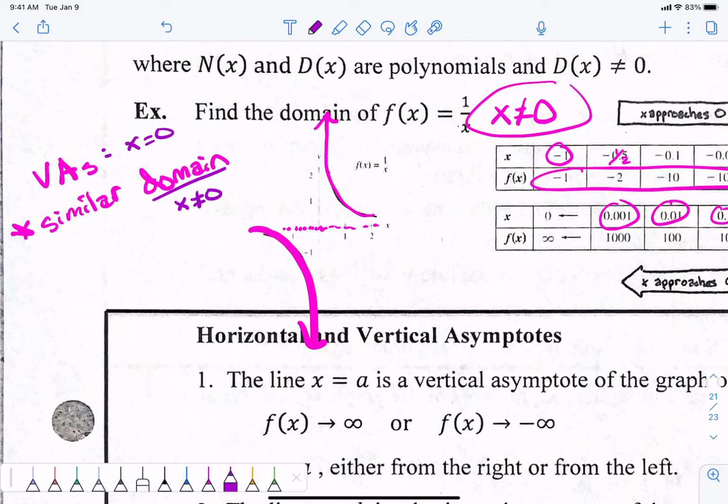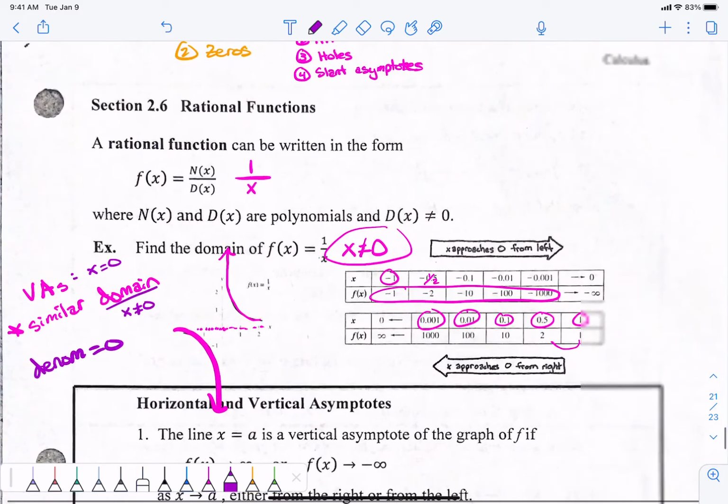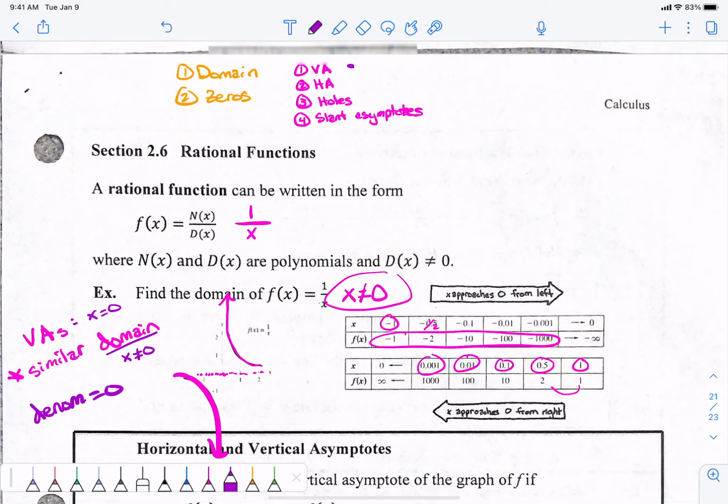And how do you find those two guys, looking at a function? Where does the domain come from, and where does the VA come from? The bottom, the denominator. Denominator equal to 0. So I'm going to put that up here on our cheat sheet at the top. To find a VA, you set the denominator equal to 0. That's how you find a VA, which is similar with domain. You set the bottom equal to 0 to find what x can't be. That's where vertical asymptotes exist.